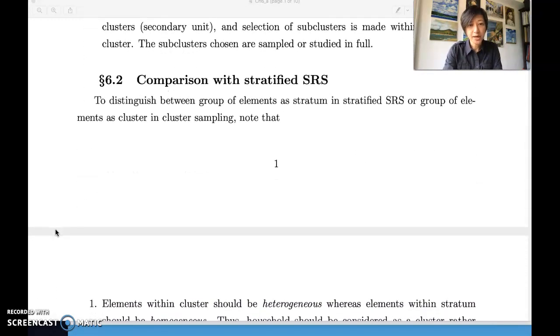Okay, so we want to compare cluster sampling with stratified random sampling.